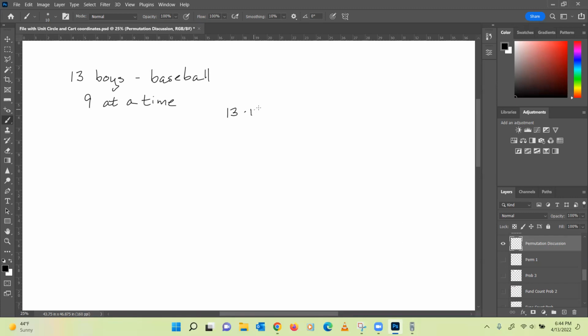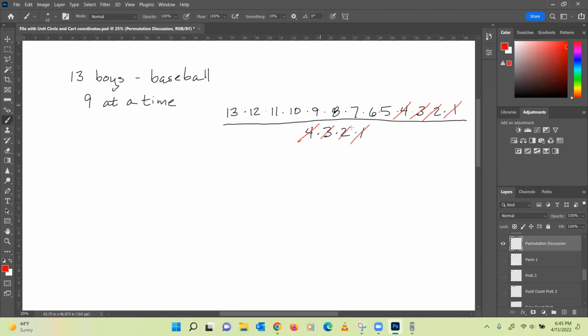I've got 13 factorial different ways to arrange 13 boys. I'm going to say on a small shelf, but the reality is I'm just lining them up. But I can only use 9 of them. So somehow I need to not think about the other 4. If I were to divide this by 4 times 3 times 2 times 1, then I could see that these numbers on the end would cancel, and that would take care of the fact that I'm really only looking at 9 players, because I only have 9 numbers available.